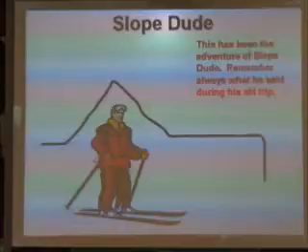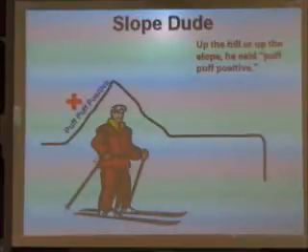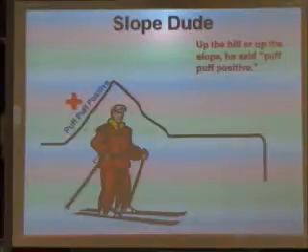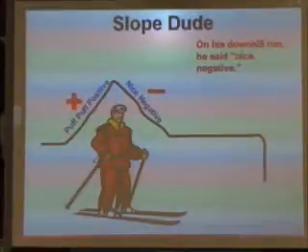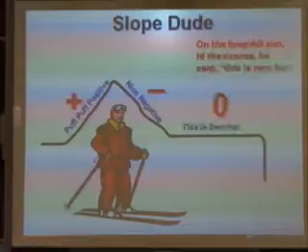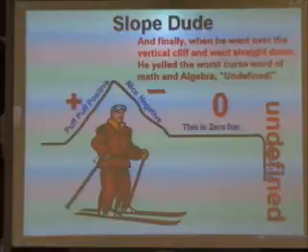Remember always what he said during his ski trip. Up the hill or up the slope, he said, puff, puff, positive. On his downhill run, he said, nice, negative. On the long, flat part of the course, he said, this is zero fun. And finally, when he went over the vertical cliff and went straight down, he yelled the worst curse word of math and algebra.